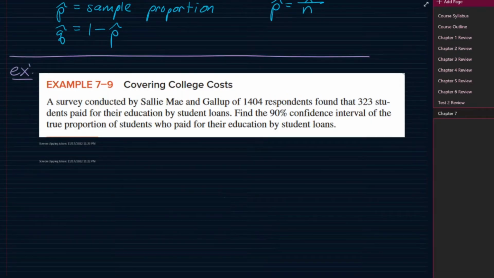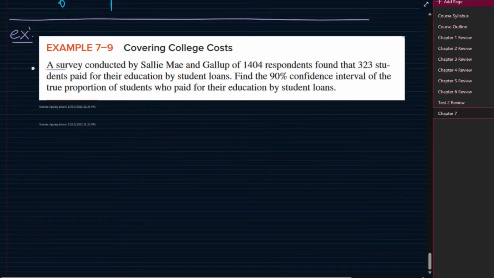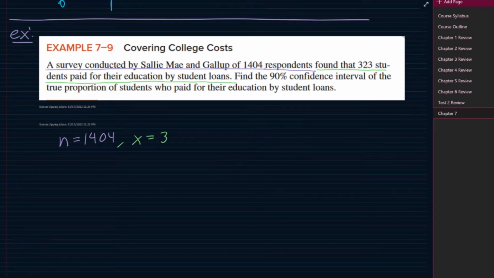So it looks like our n in this case is 1,404. And the number of people that said yes to the question was 323. That's our x. And we're looking for a 90% confidence interval. So our formula, remember, is p hat plus or minus z star times the square root of p hat q hat over n.